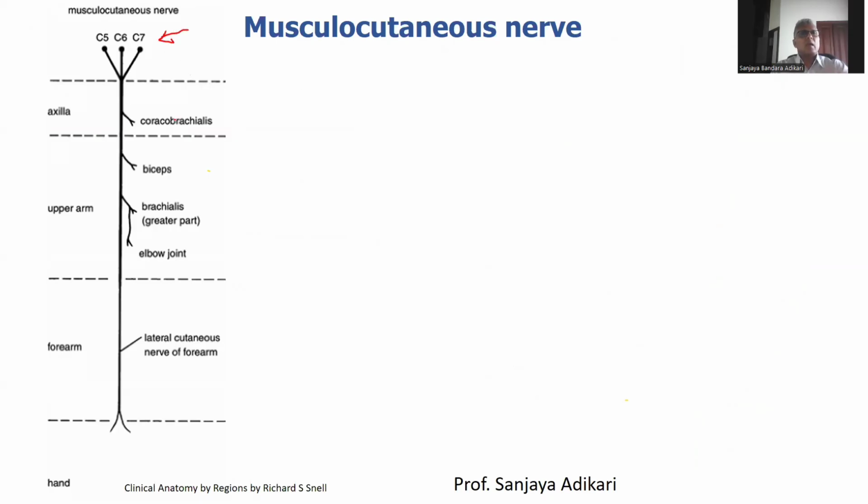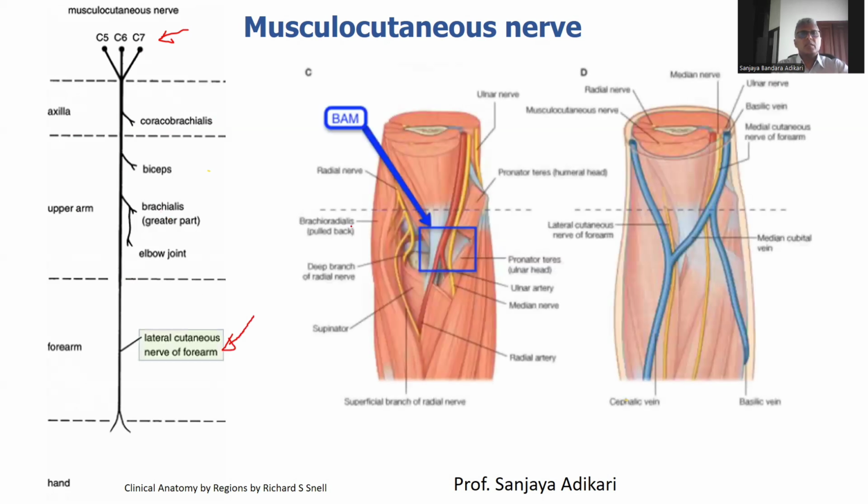So it supplies coracobrachialis, biceps and brachialis muscles, and in the forearm, it becomes the lateral cutaneous nerve of the forearm. We talked about it, you remember? So this is about the musculocutaneous nerve.